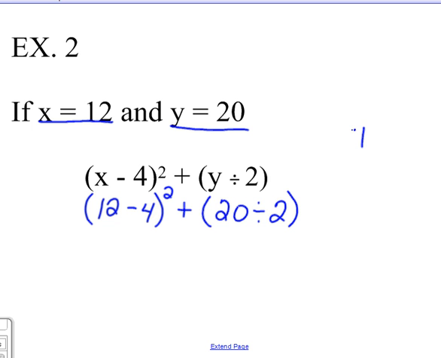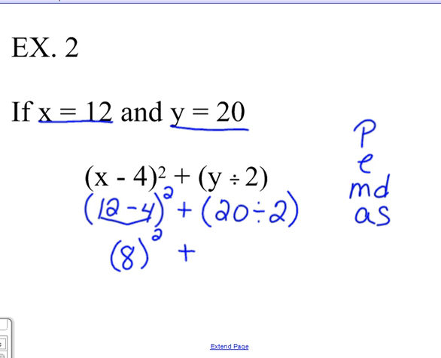Now we're going to follow PEMDAS. If it helps you, write the word PEMDAS on the side to use as a check-off list. So the first thing we do is parentheses. So 12 minus 4 is 8. Everything else comes down. And we can do the second set of parentheses at the same time. 20 divided by 2 is 10.